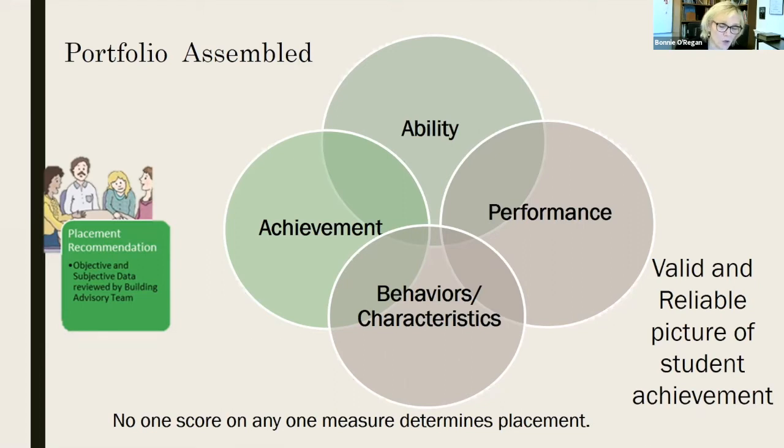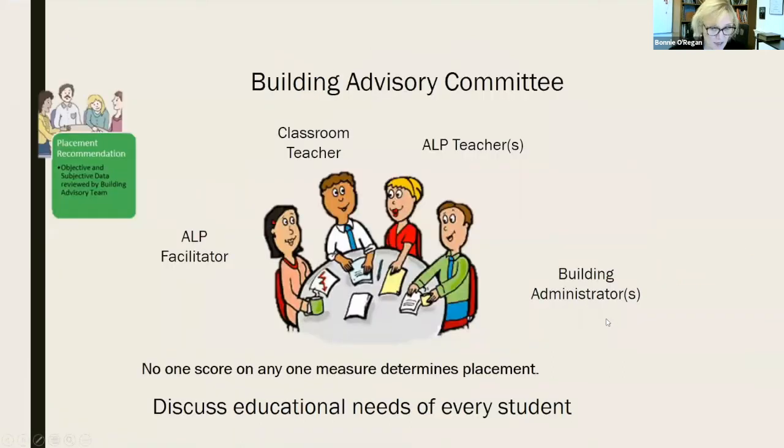No one score determines placement in the pullout program, but no one score will say, no, you can't be identified for that pullout. And how we do that is we get together in a group, drink plenty of coffee, and talk about each and every student who has been referred. It does not matter if you referred them, or a teacher referred them, or they were referred because of their high STAR.